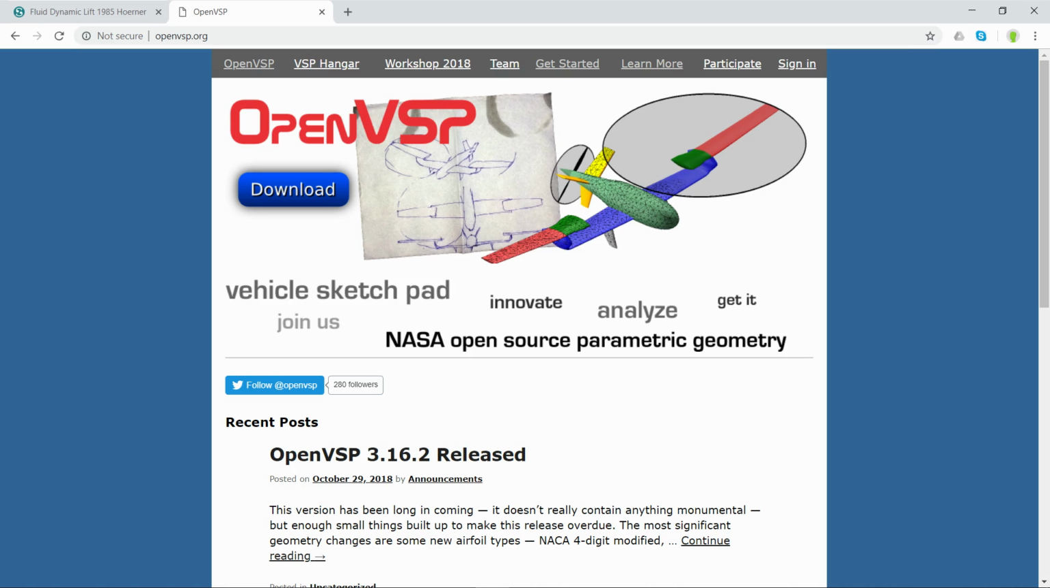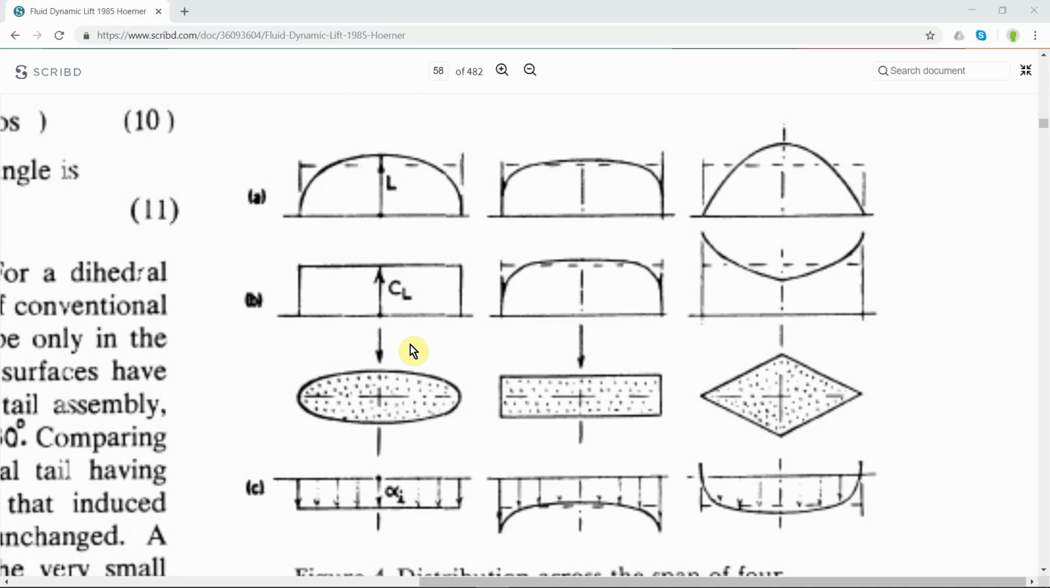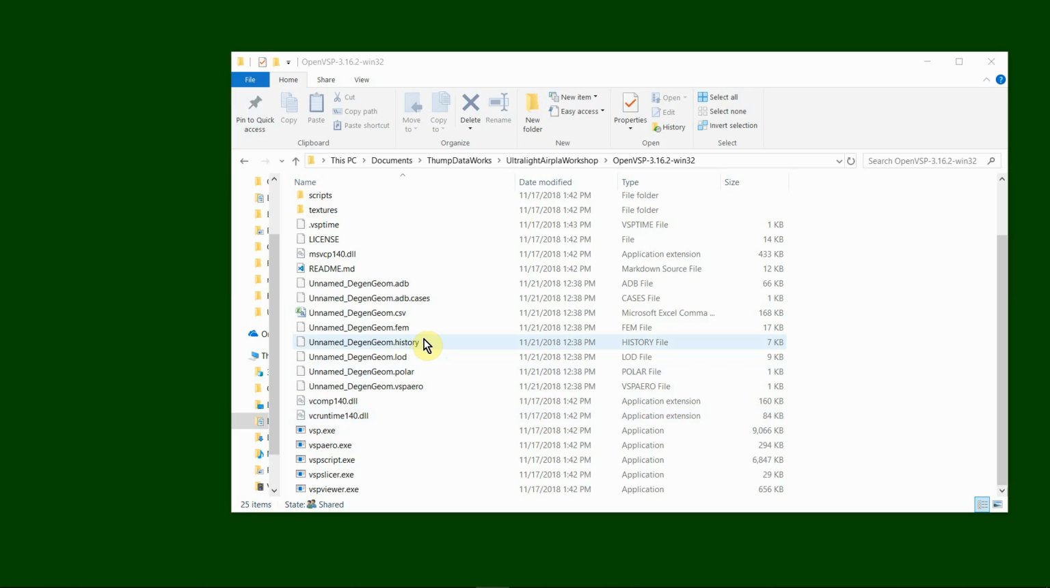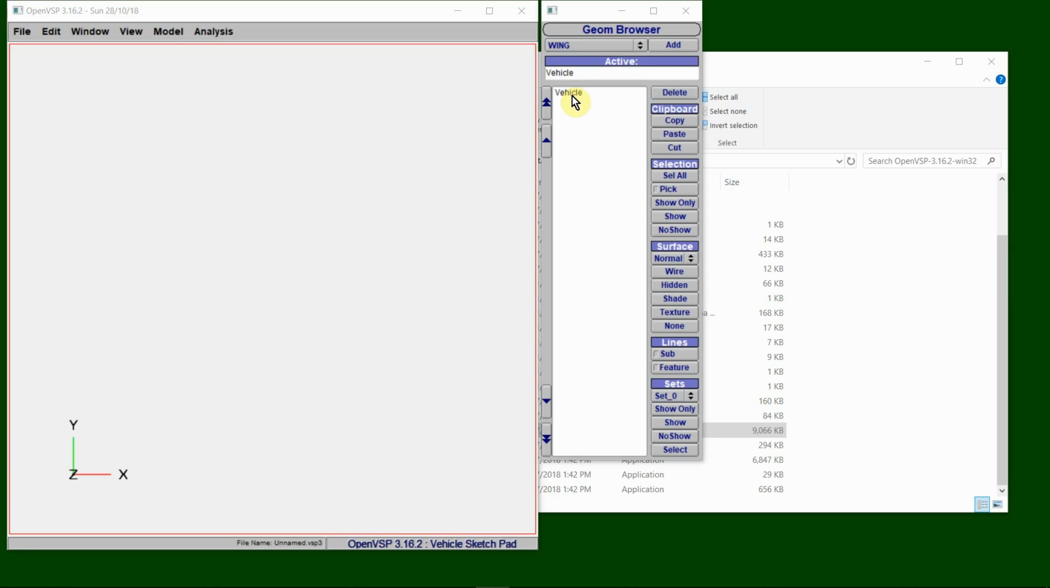OpenVSP is a program that was initially designed to allow you to rapidly configure an airplane, the geometric configuration of it. Not too long ago, they added another capability, which is to do a little bit of computational analysis on the configuration, in particular wing and horizontal tail and vertical tail configurations. So what I would like to do is configure a few of these planforms and then run some analysis on them and see if we can duplicate these diagrams. You can find OpenVSP online by just doing a simple Google search on OpenVSP, Victor Sierra Papa.